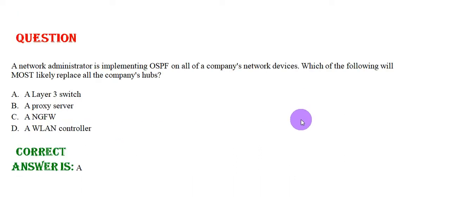The network administrator is implementing OSPF on all of the company's network devices. Which of the following will most likely replace all the company's hubs? Option A, a layer 3 switch. Option B, a proxy server. Option C, a NGFW. And option D, a WLAN controller. The correct answer is option A.